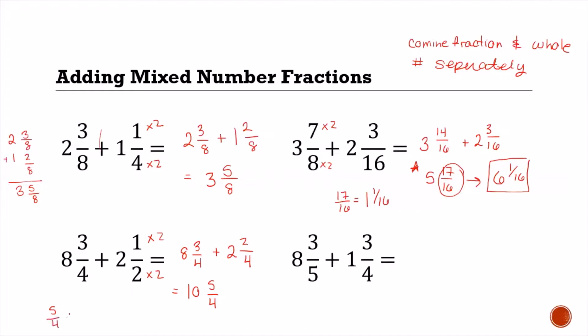5/4 is the same as 1 1/4. 5 take away 4 leaves me with 1. So there's 4 in this set of 1, plus there was 1 left over, so 1 1/4. So this must be equal to 10 plus 1 1/4 leaves me with 11 1/4.